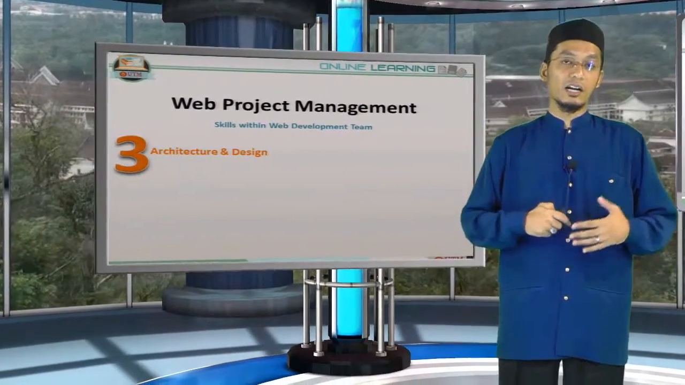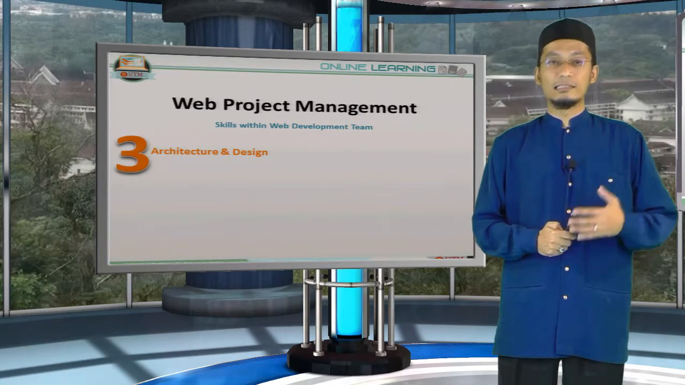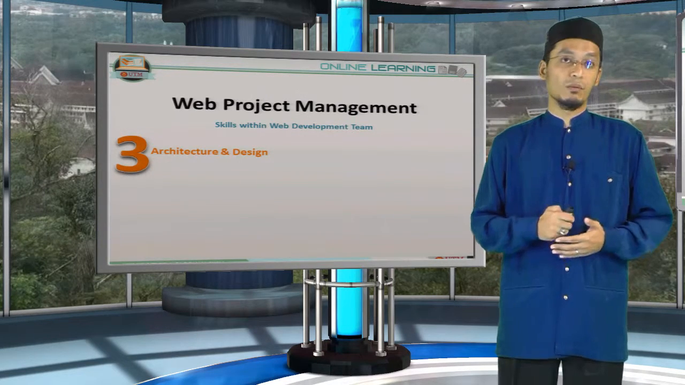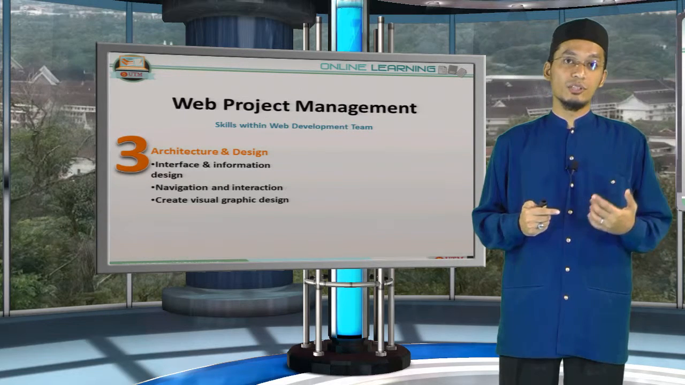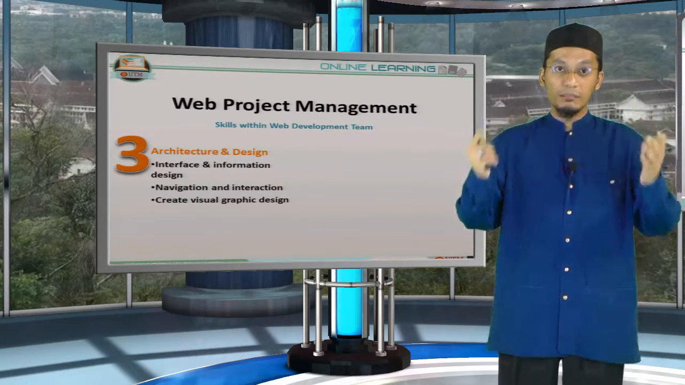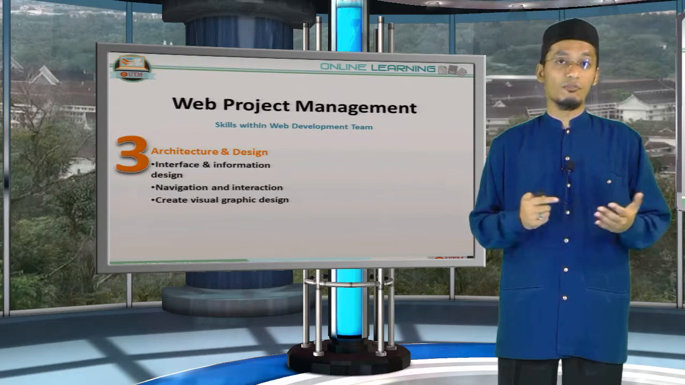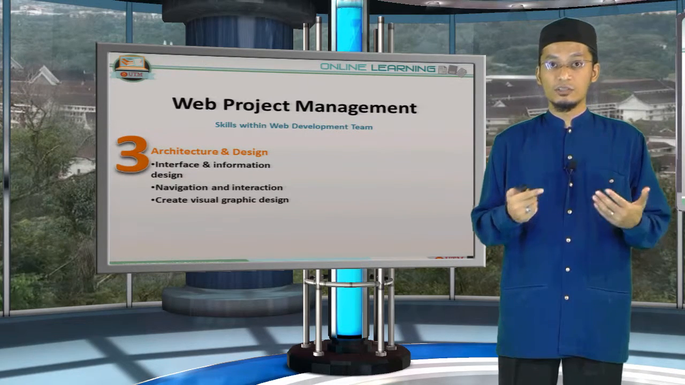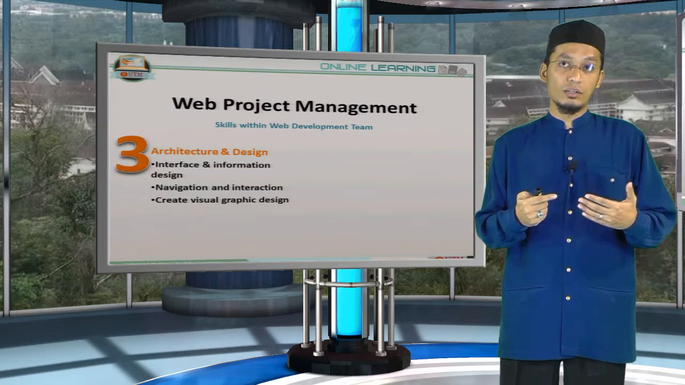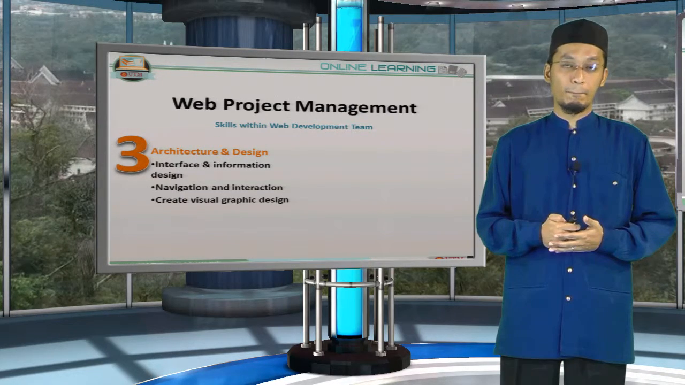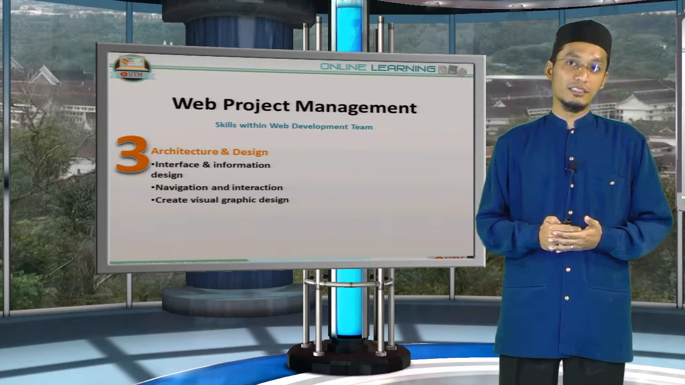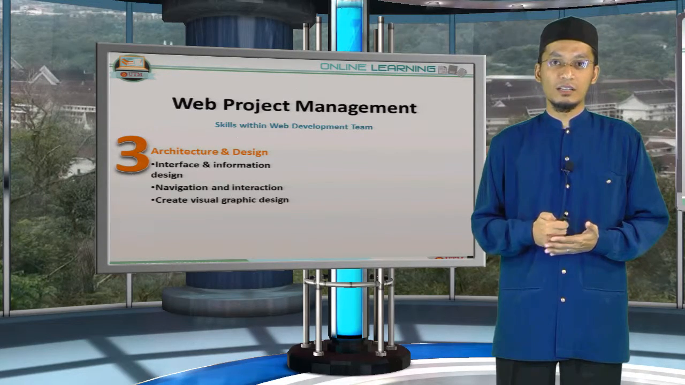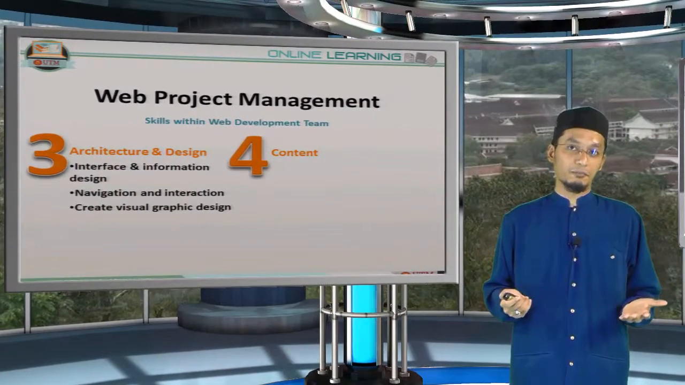Number 3 is the architecture and design skills. This is another important skill that has to be obtained by the web project management team. Why? Because they are the ones who will be designing and developing the interface and information design of the web. They also need to manage the navigation and also interaction so that they will ease the users through the web that they are developing. They also need to create visual graphic design to make their web project much more interesting for the users.